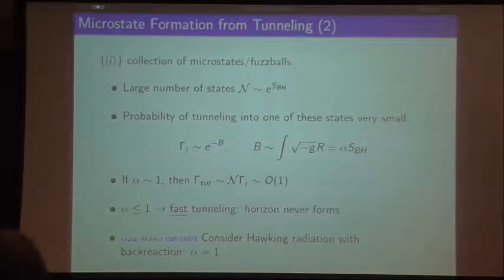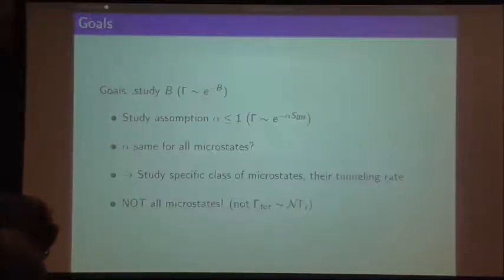Remember, this was the total tunneling amplitude, which would be of order 1 if the tunneling happens fast. So we're not going to be able to make any statements about this total tunneling amplitude, because to do that, you would have to know all of the states, and you would have to know all of the tunneling amplitudes into all of the states. So we don't have that. Okay, good. So any questions before I move on to our specific setup?